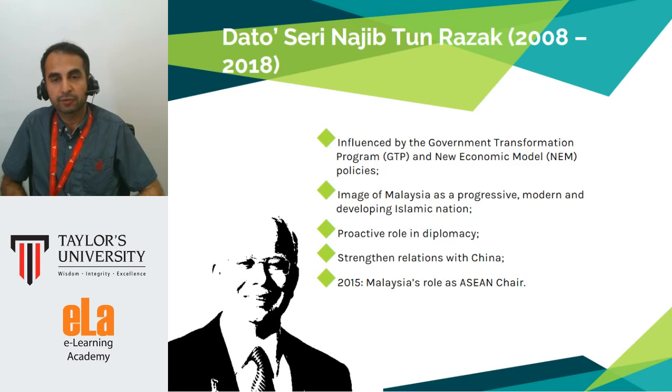And under Datuk Seri Najib Tun Razak, the sixth Malaysian Prime Minister, his foreign policy was mainly influenced by the GTP, also known as the Government Transformation Programme, and the New Economic Model, where basically under these two policies, Datuk Seri Najib tried to portray Malaysia as a progressive, modern, and developing Islamic nation. We also continued the diplomatic approach taken by previous leaderships, where we played a very proactive role in diplomacy. Under his leadership also, we had a very good and strong relationship with China. And in 2015, we were appointed to play a role as the ASEAN chair.